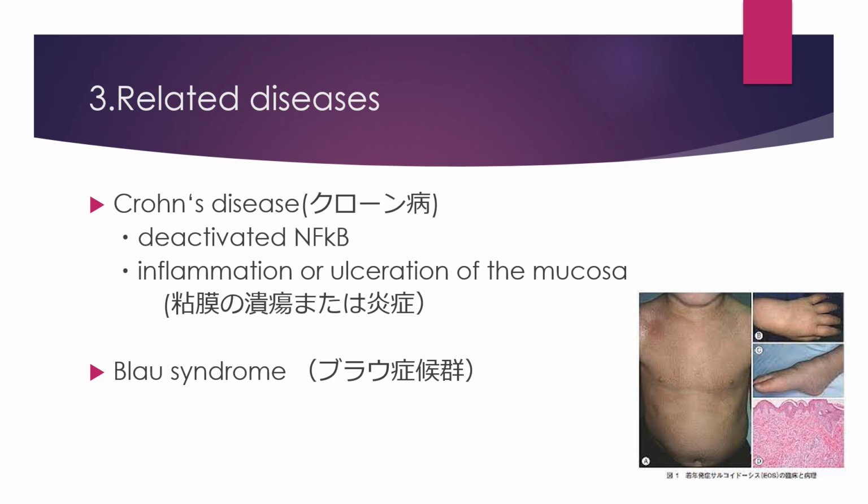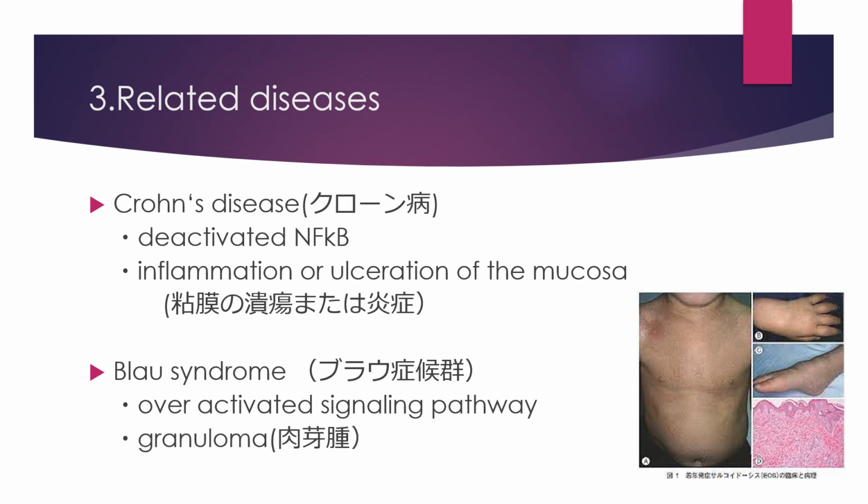When gain-of-function mutations occur in the NOD domain, signaling is activated regardless of the ligand, and inflammation continues to occur. This is Brown syndrome. Brown syndrome is a disease in which granulomas form on the skin, joints, and eyes, much like a disease called sarcoidosis.